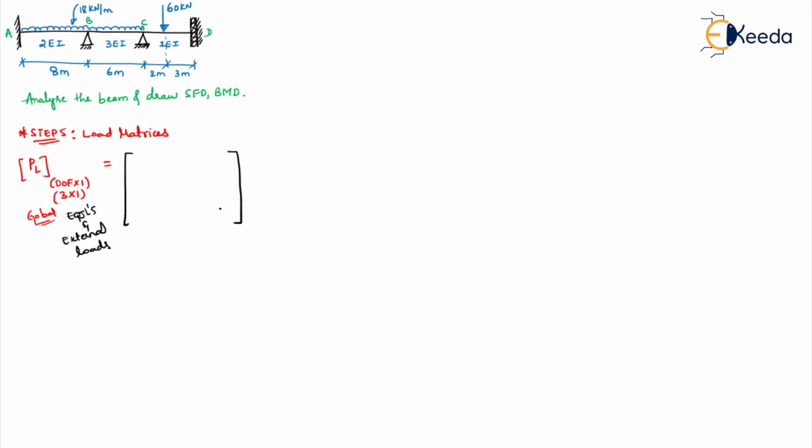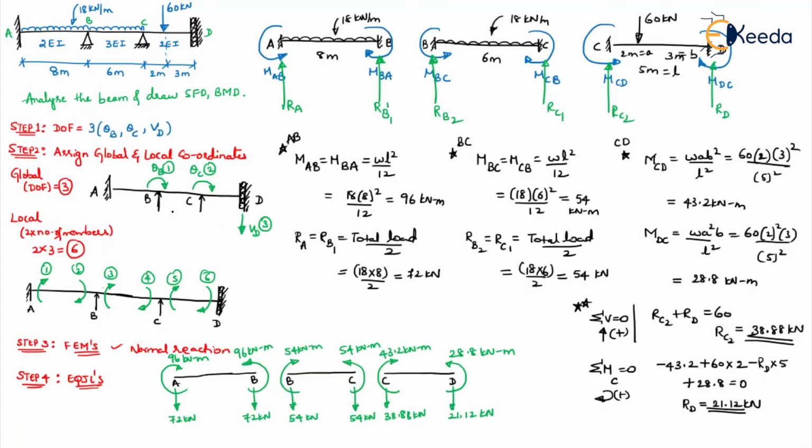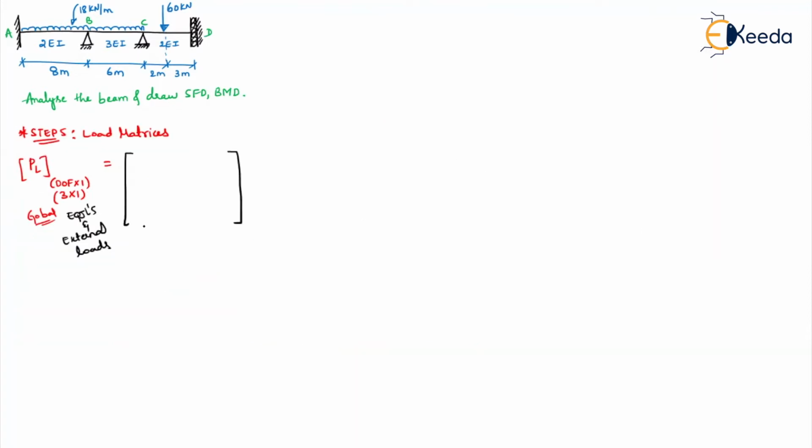Okay, so what is it? So let's see. So we have to refer here. So this is the coordinate one. So in the coordinate one, what are EQJLs? First let us see. So at B, there are two here. One is anti-clockwise, one is clockwise. So minus 96 plus 54. And check here in the main problem if there is any moment. No moment. So that's the only value. So what is it? Minus 96 plus 54.